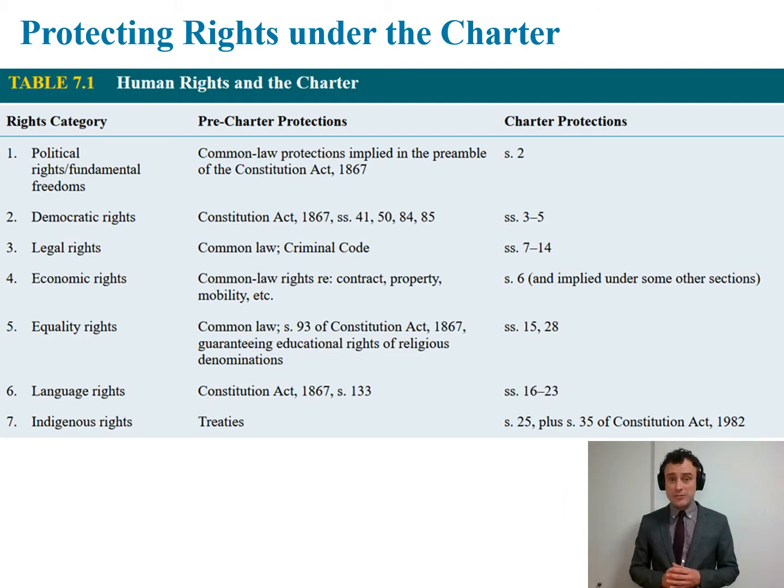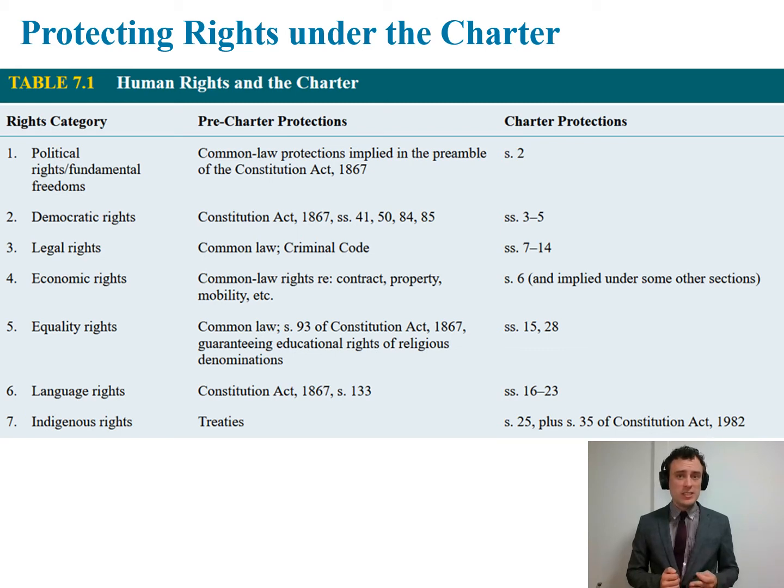Let's review the 7 categories of rights that are protected under the Charter. We discussed this a bit last week when we looked at how these categories were, or in many cases were not, protected in the pre-Charter era. Let's see where these rights are entrenched in the Charter by looking at the specific sections.